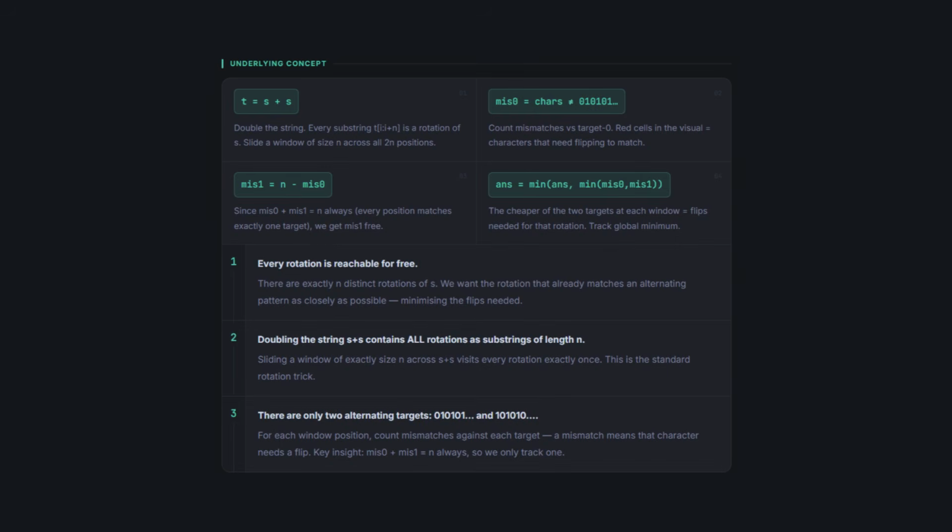Now, the key observation here is that an alternating binary string can only have two possible patterns. The first pattern starts with 0 and looks like 010101. The second pattern starts with 1 and looks like 101010. So instead of trying many different configurations, we only compare our string with these two patterns. The remaining complication is rotation. If the string length is n, then there are n possible rotations. Instead of rotating the string repeatedly, we duplicate it.